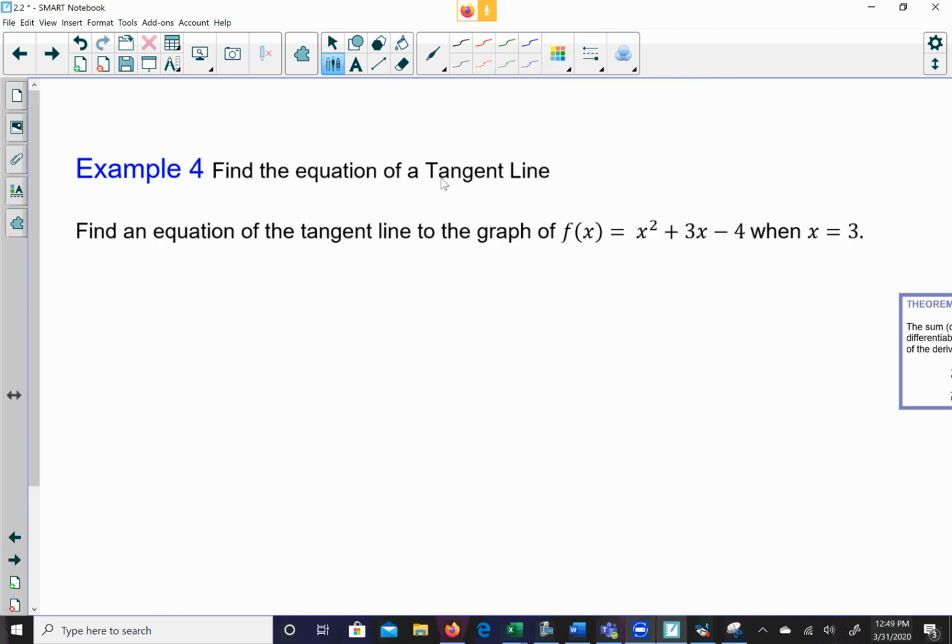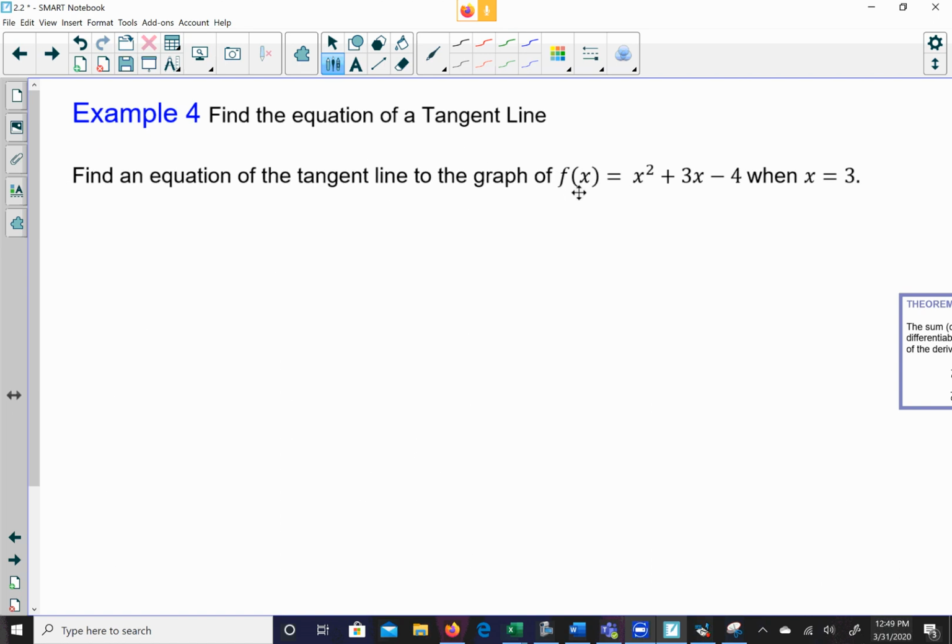Now, number 4 says find the equation of the tangent line. So remember, I need 2 things when I'm finding an equation of a line. I need a point and a slope. So they want me to find the equation of the tangent line when x is equal to 3. So the first thing I'm going to do is find the point at 3. In other words, I have the x value. I need to find the y value.